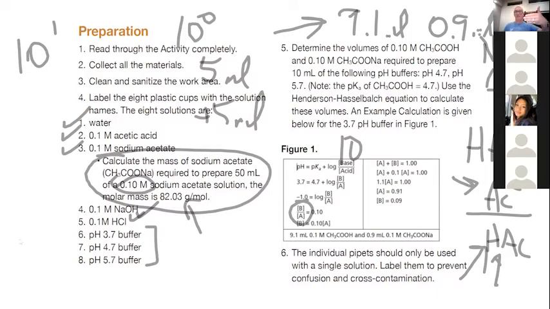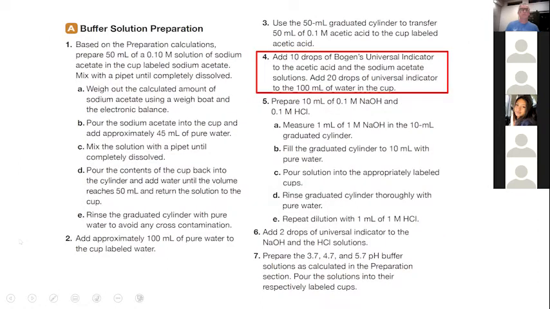At 3.7, you need 10 times more acid. At 4.7, you need equal amounts. And at 5.7, you need 10 times more base, which makes sense, right? Because the more acid you have, the lower the pH. The more base you have, the higher the pH. So if you were paying attention, you don't even need to do the calculations now. You can just go ahead and make your solutions. So we're going to make 50.